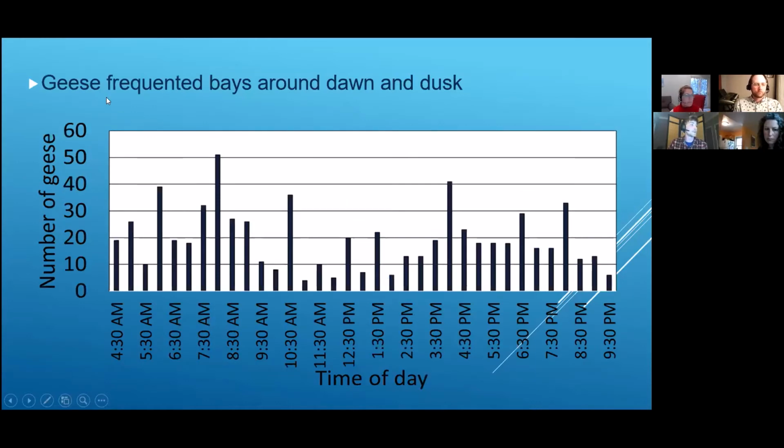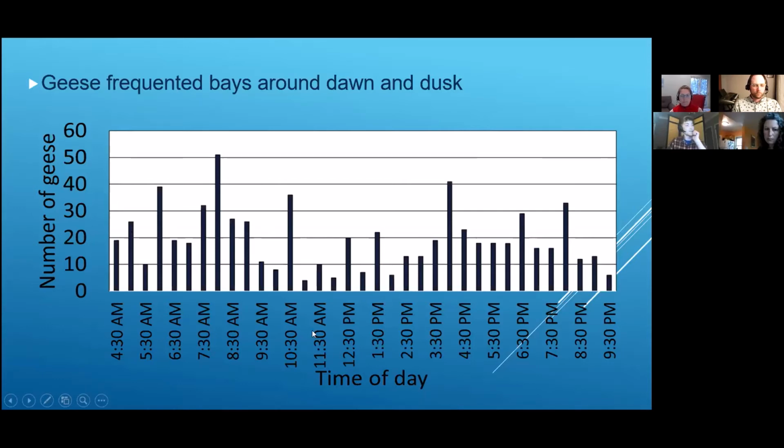The geese also frequented the bays around dawn and dusk times of day. So if you look over here, this is every time of day over the study, for each day, and then it was every day of the study combined at that time of day. And then the number of geese over here. So I ended up finding that the geese were generally in the bays around morning and at night.